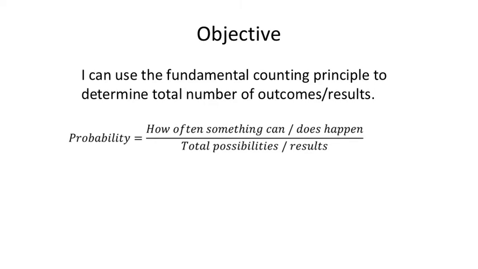Here's the objective for the day. I can use the fundamental counting principle to determine the total number of outcomes or results. Remember that last time we saw that the total number of outcomes or results was the denominator in the fraction when we set up probabilities as fractions. We can see that right here. Total possibilities of results. For these ones, we're not necessarily looking for the overall probabilities. We're just looking at possible results, and the fundamental counting principle helps us to figure out these denominators.